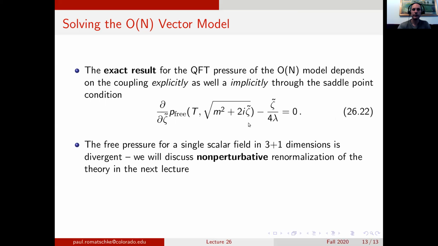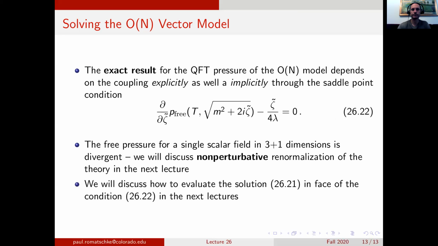Since the pressure of a free scalar field in 3+1 dimensions is divergent, we still need to discuss how to non-perturbatively renormalize this result in the following lecture. After that, we still want to discuss how the solution to this pressure and also the renormalization looks in terms of actual physical quantities, and we'll discuss that in the next lectures. This concludes the present lecture.